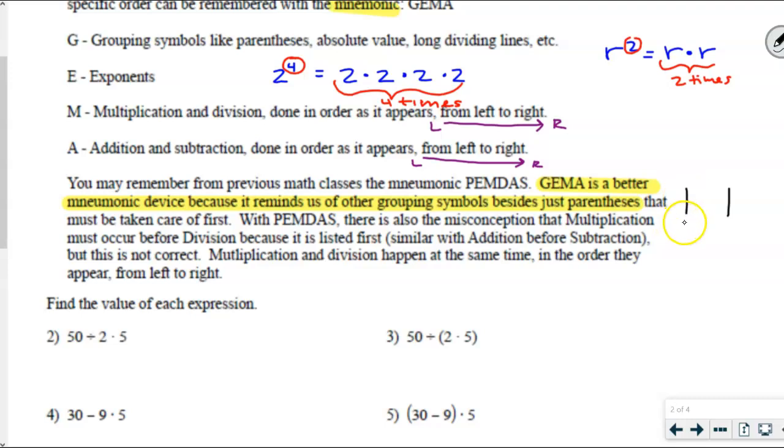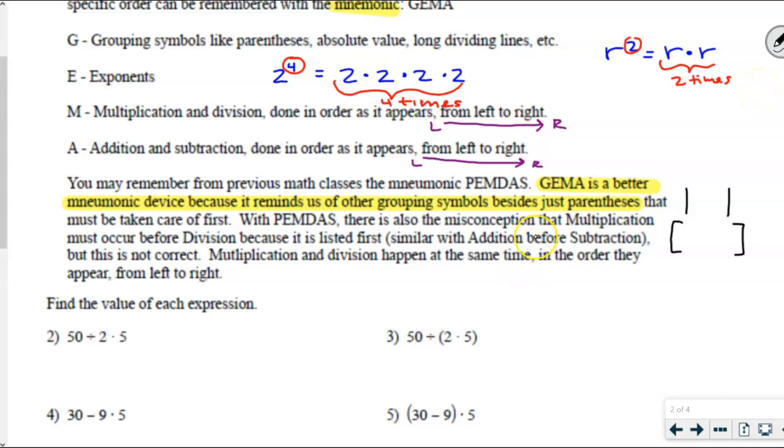You know what else is a grouping symbol? Square brackets. There's lots of other ones that we will see examples of later on, but there's other things that can be grouped together besides just using parentheses. So that's why G is better.